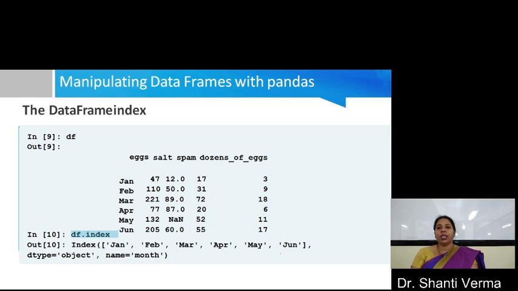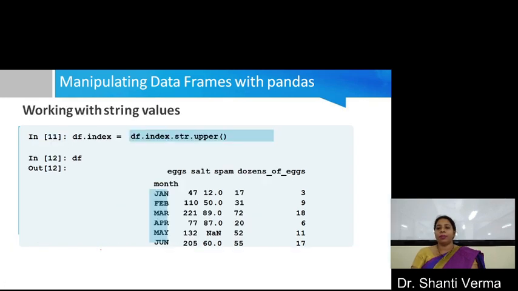Now, how to know a data frame index? If you want to know the data frame index that I made while reading a CSV file, you can write df.index. It gives you the index column of your data frame. You can write df.index, and this is the output. The index is the month column having the values Jan, Feb, March, April, and May.